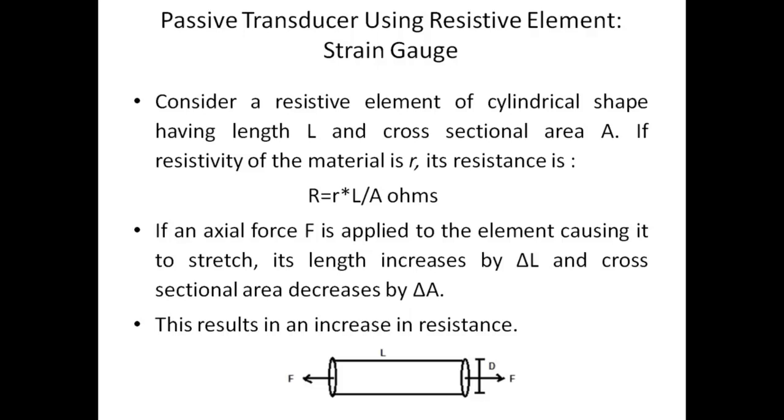So this particular geometry will have some inherent resistance of its own. That means if I put this element into an electrical circuit, it will act like a resistor, right? And the value of that resistance which it is going to offer to the circuit is actually small r multiplied by L by A. L is the length of the element and A is the cross-sectional area. Right, so this is in the normal condition.